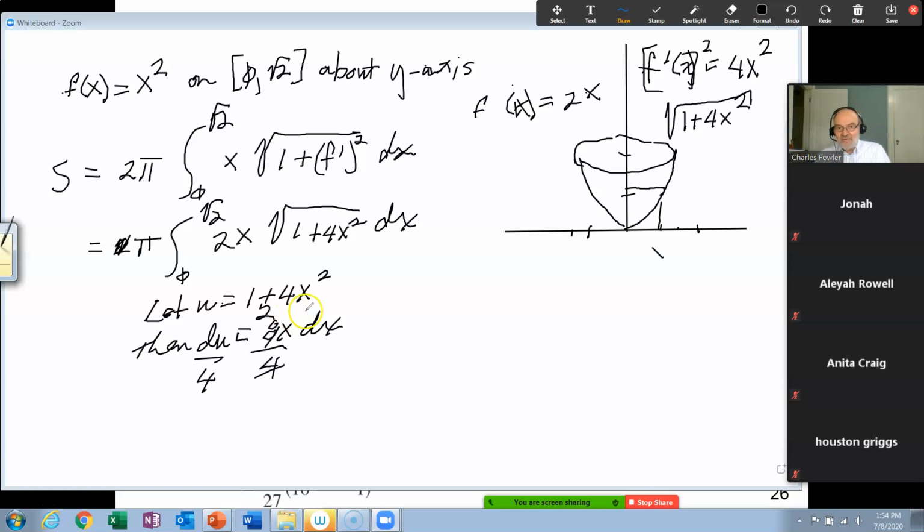So that makes the new integral pi times the integral from, now we got new limits here. When x is equal to 0, u is equal to 1. When x is equal to root 2, you have root 2 squared, which is 2 times 4 is 8, plus 1 is 9. So this is going 1 to 9.